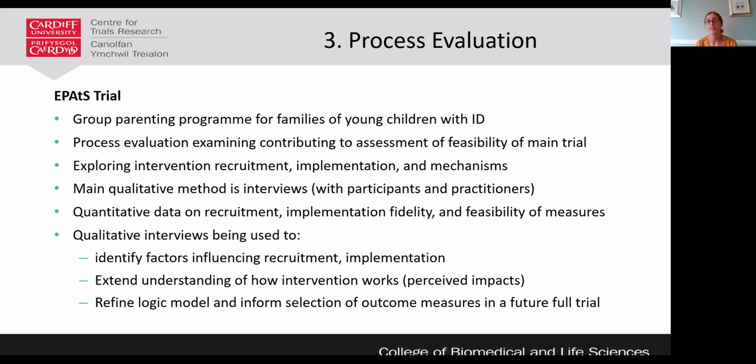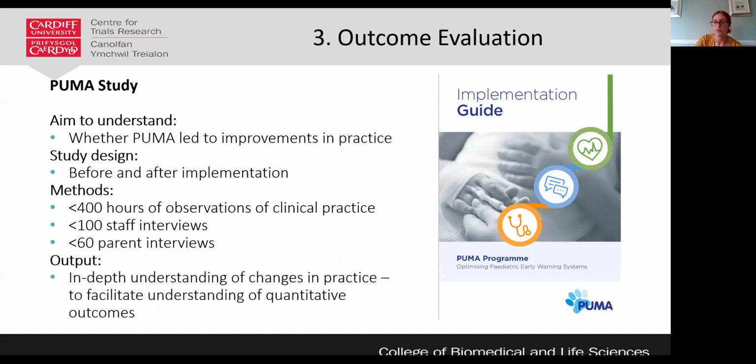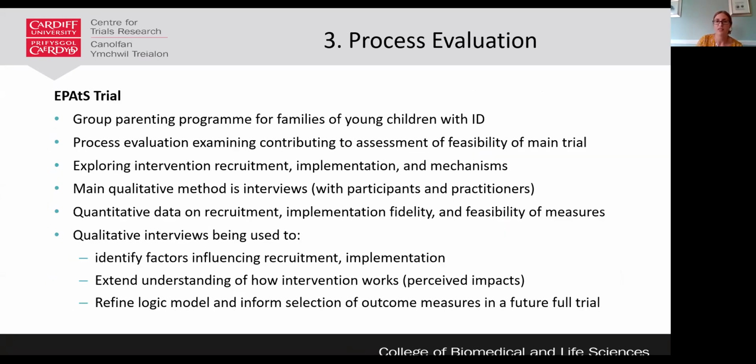So they used qualitative interviews with both parents and practitioners to look at barriers and facilitators to recruitment and implementation, to look at the impact on participants, but also to help decide which outcomes could be used in a future trial. The qualitative data was combined with quantitative data, which was collected on recruitment rates and implementation fidelity and the feasibility of outcome measures. So EPATS is a good example of a mixed methods process evaluation.